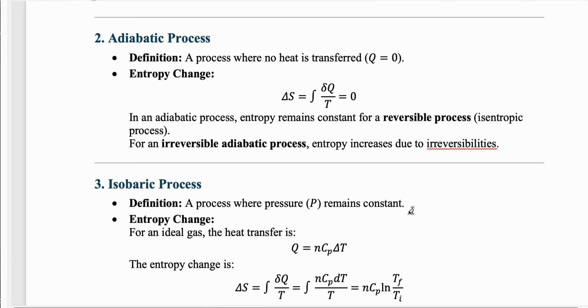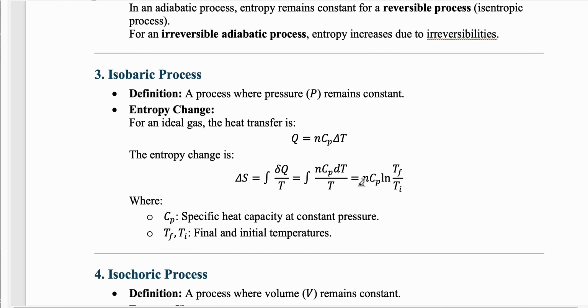So for all of them you should know what is the work done or the heat. Okay, for isobaric process, that means the pressure remains constant, we have already derived it when we derived Cp minus Cv is equal to R. This is my heat, N Cp delta T. So delta S is equal to delta Q by T or N Cp dT by T.